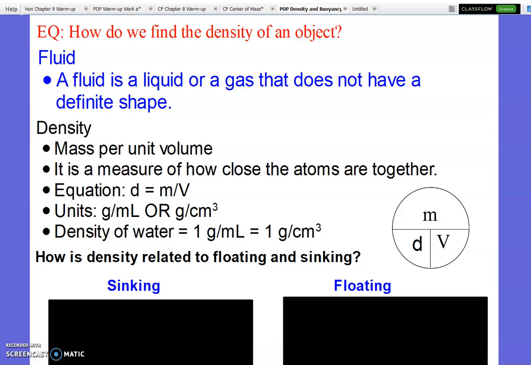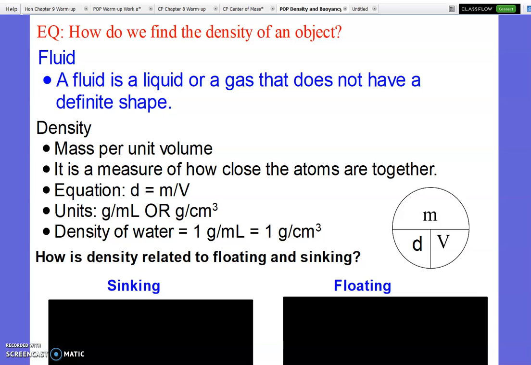In this video, we're looking at fluids. More specifically, we're looking at how density and buoyancy determine if an object will float or sink in a fluid. So first we have to define what is a fluid. A fluid is a liquid or a gas that does not have a definite shape. In other words, it will take the same shape as the container it's in.